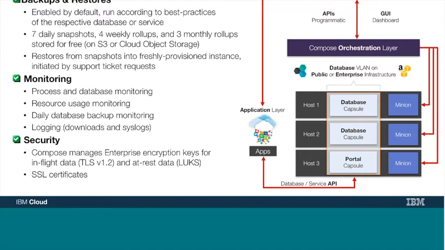So we do have the automated systems in place. Those automated systems take care of most issues. If those automated systems don't, then we do have an operations team that will handle the rest of those issues. Security: Compose manages enterprise encryption keys for in-flight data and data at rest. You also do get SSL certificates. So we handle the stack.